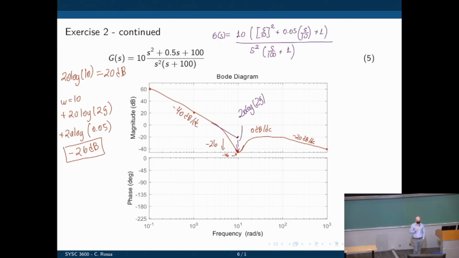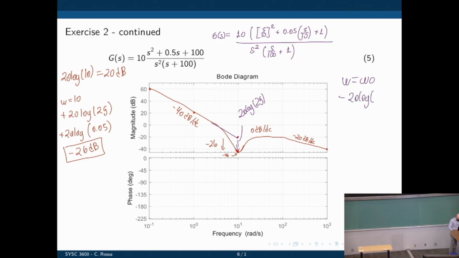Yes, if it was a pole, then it would be negative 20 log of zeta, and in which case it would go up. It would peak. So for a complex pole at the cutoff frequency, when omega equals omega 0, we have negative 20 log of 2 zeta. And for a 0, we have plus 20 log of 2 zeta. So if it was indeed a pole, because 2 zeta is smaller than 1, this results in a positive number and it would peak, it would go up. But because it's a 0, then 20 log of something smaller than 1 goes down.